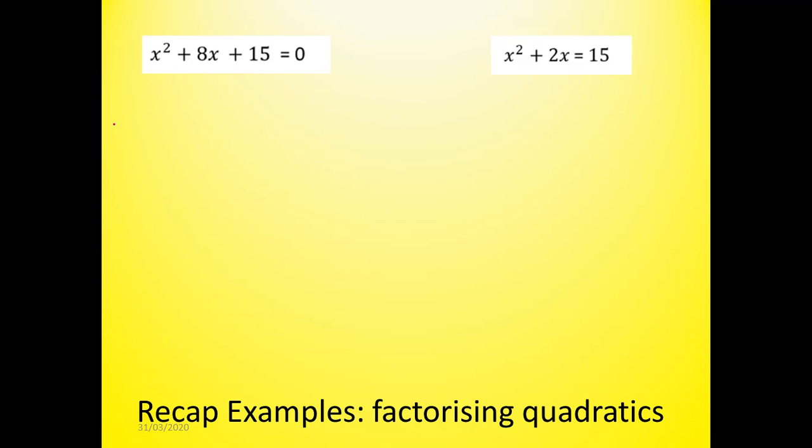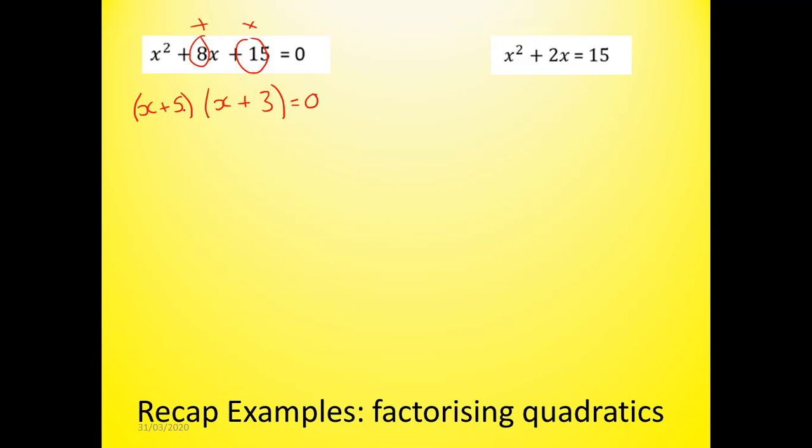So in this one, what we're doing is we're looking for two numbers that multiply together to give 15, but add together to give 8. So you've got to just try and think about the factors of 15. So we've got 5 and 3, 15 and 1. So 5 and 3, you can see if you add them together, then it combines together. So we say (x + 5)(x + 3) = 0.